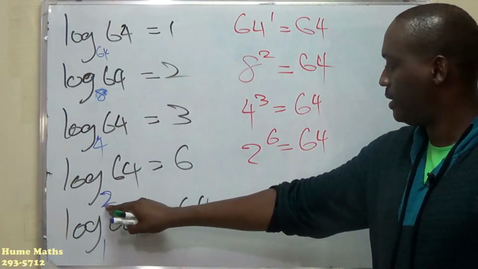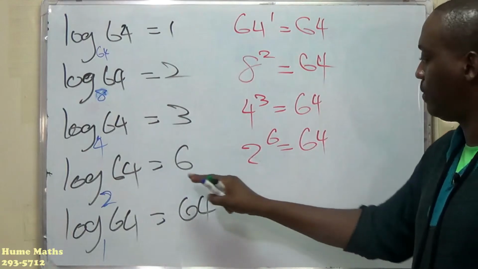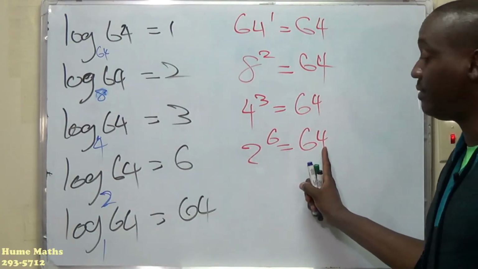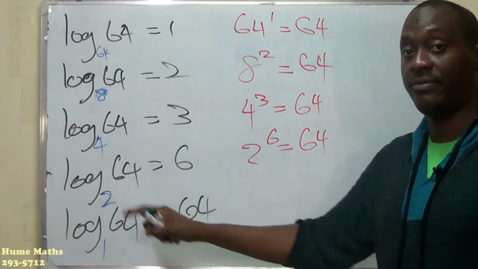Again, the base is 2. Base is 2, 2 to the power of 6. 2 to the power of 6 is equal to the quotient 64.